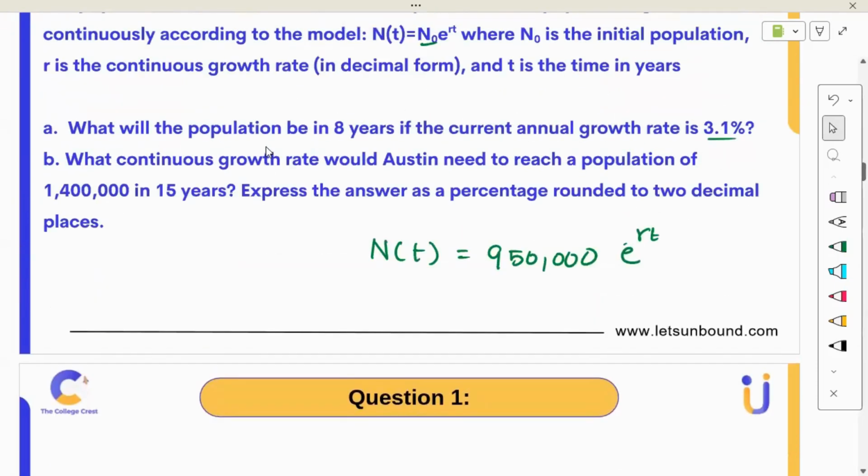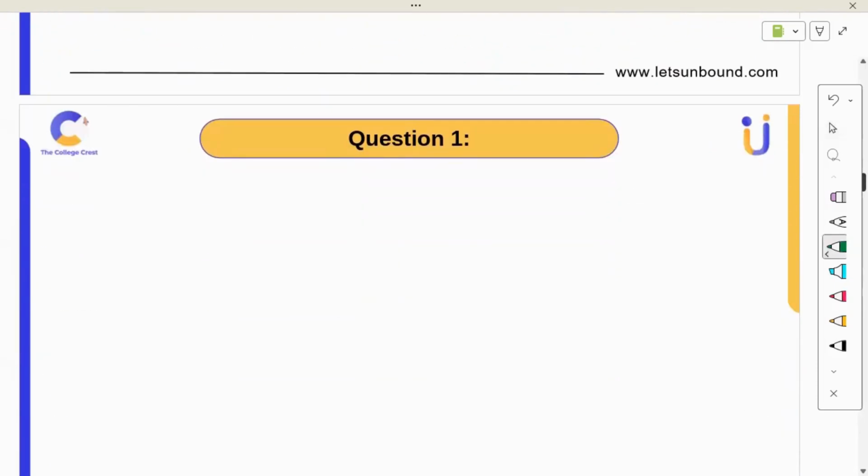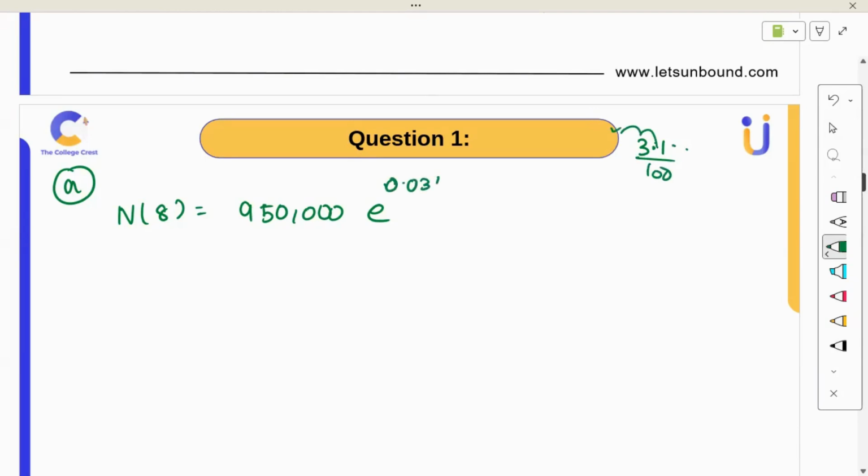We need to find what the population will be in 8 years. I need to find N of 8. So N of 8 is 950,000 e to the power, or how much? They say 3.1%, which is in percent form, but your r should be in decimal form. So to convert 3.1% to a decimal, what will you do? Divide by 100, move 2 places to the left. It's 0.031 times t, and t is 8 years, so it's 8. And we need to evaluate this. This is the simple calculator part, so I will be telling you the answer here.